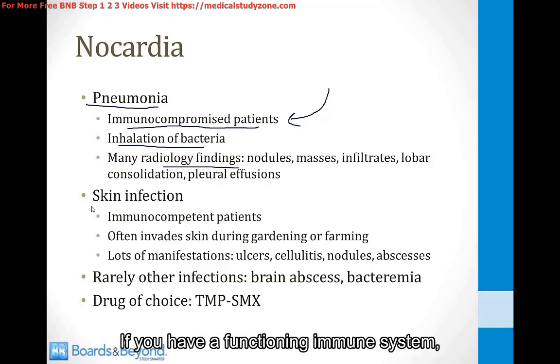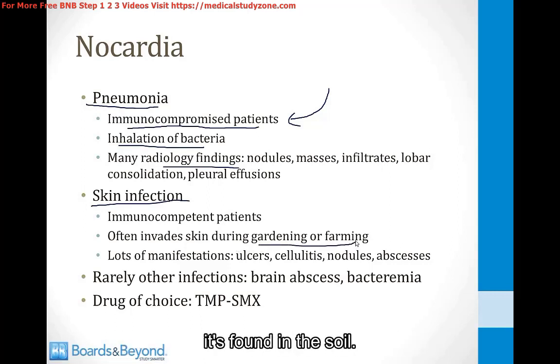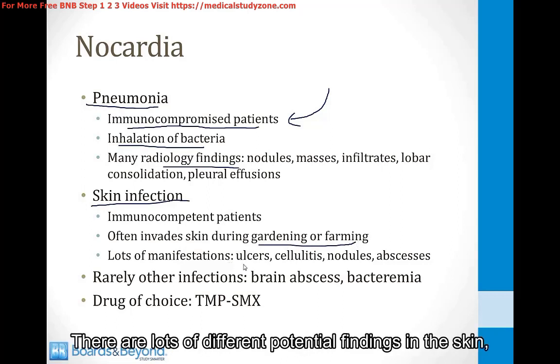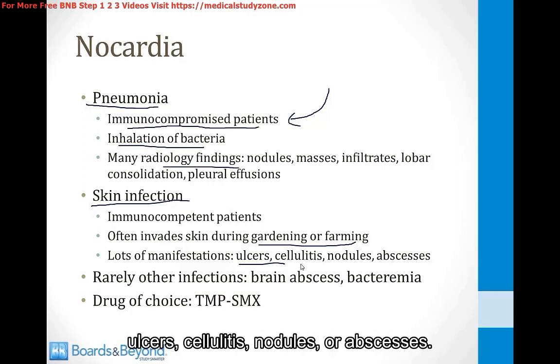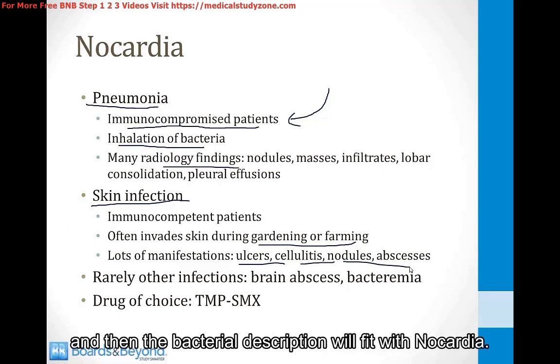If you have a functioning immune system, you can get a skin infection from Nocardia. It often invades the skin when people are gardening or farming because, remember, it's found in the soil. And once again, there aren't really classic manifestations. There are lots of different potential findings in the skin: ulcers, cellulitis, nodules, or abscesses. Once again, in a board question, this is probably going to be someone with a skin infection and then the bacterial description will fit with Nocardia.